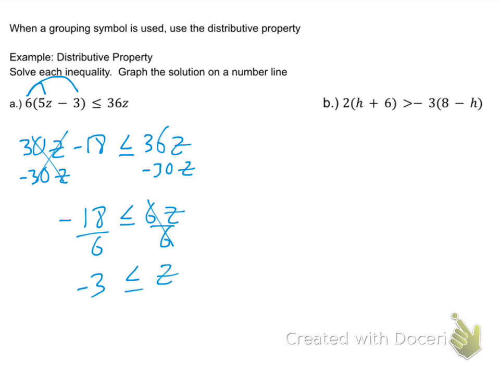The other option, if you go back up to our original problem, is that you notice it's 6 times this group. I can actually say, hey, I'm just going to get that 6 out of here and divide both sides by 6. Boom. Then you're left with 5z minus 3 equals 36z divided by 6 is 6z. You actually end up with the smaller numbers, which might be easier for some of us.